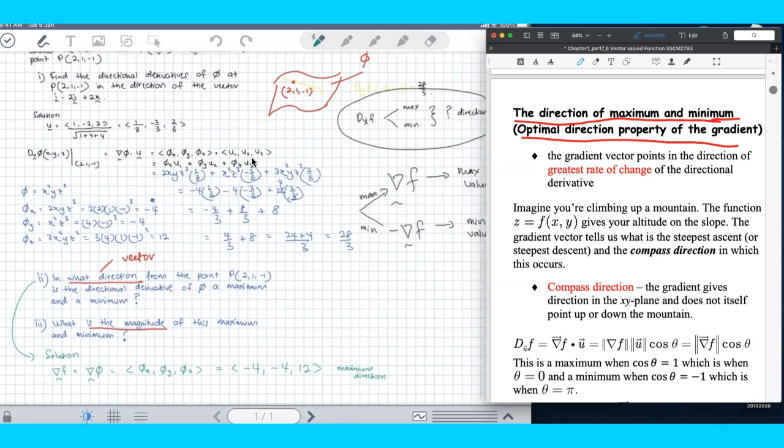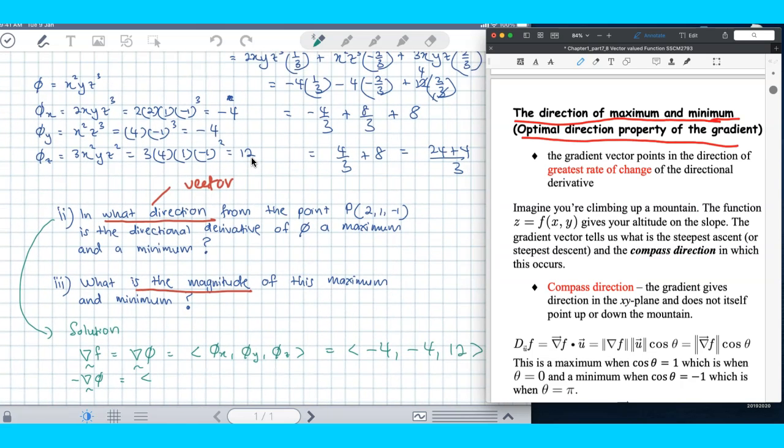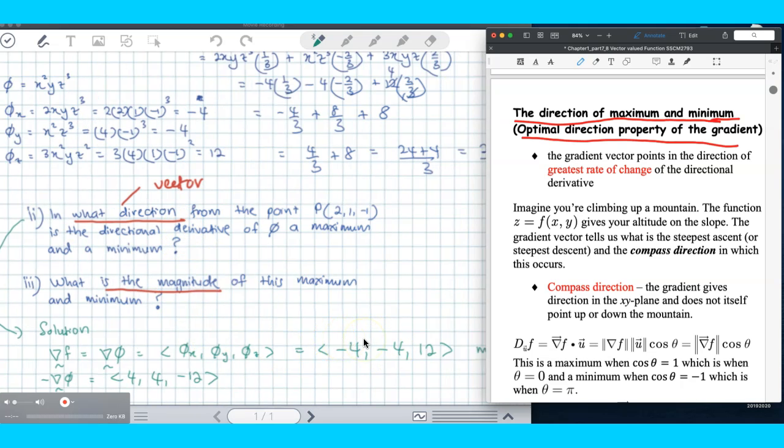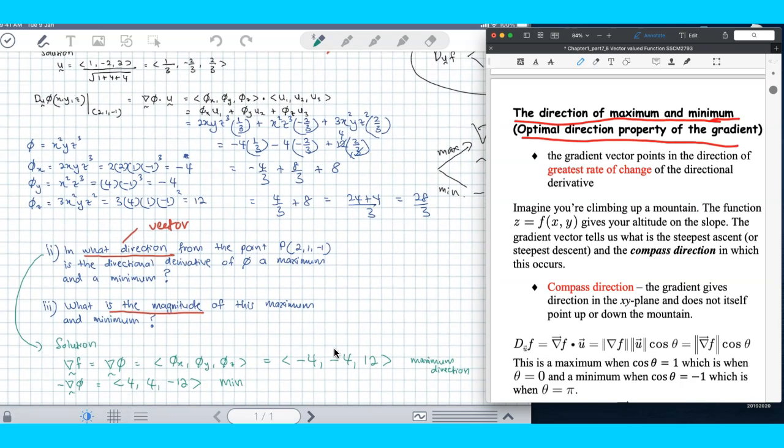Then for the minimum, you just put the negative gradient phi at the given point. So you put the negative, and it becomes 4, 4, minus 12. That is the answer for the second question. What is the direction for having the maximum directional derivative? This is the maximum direction, and this one is the minimum direction. And then what is the magnitude?